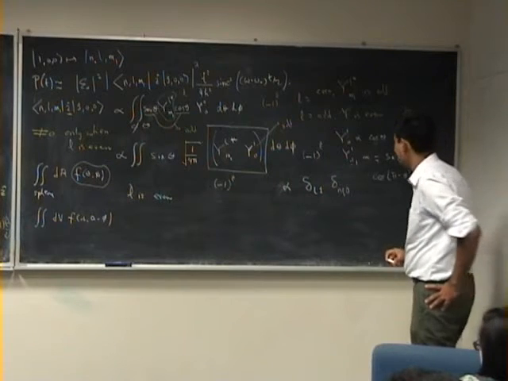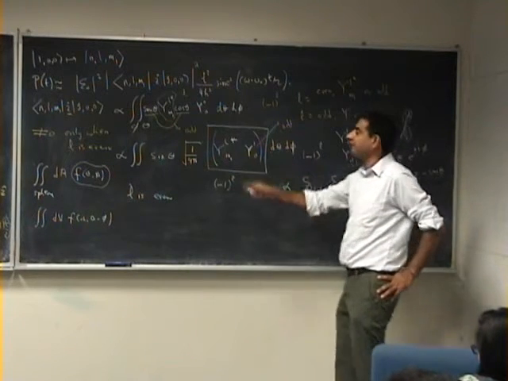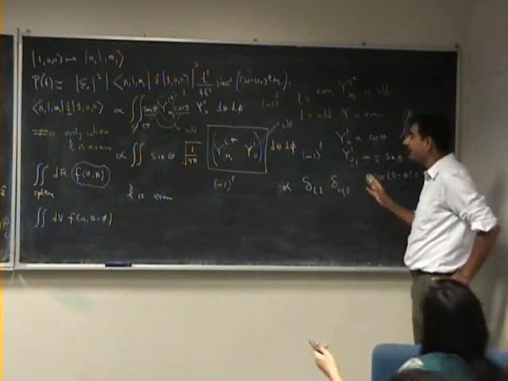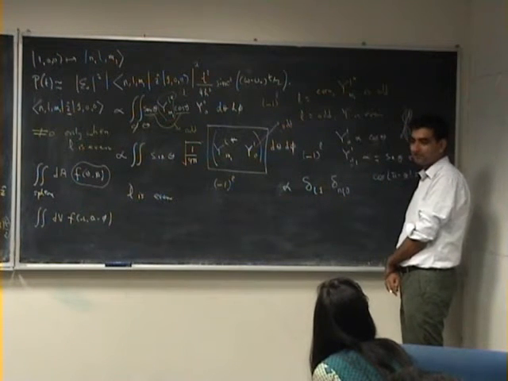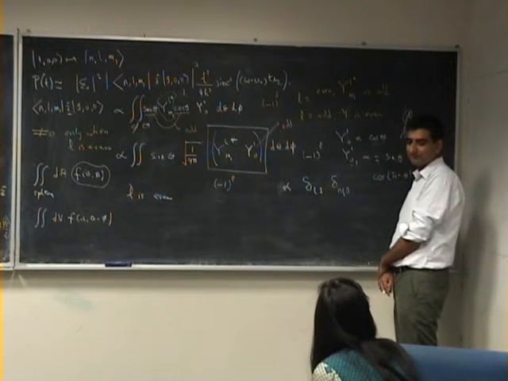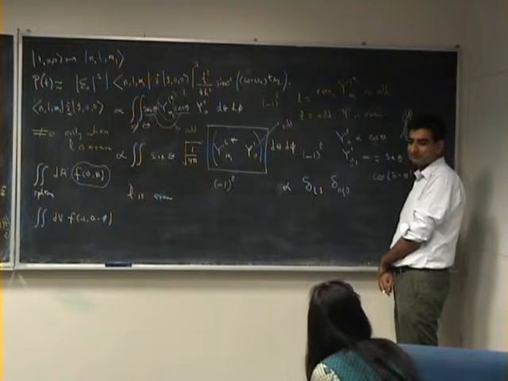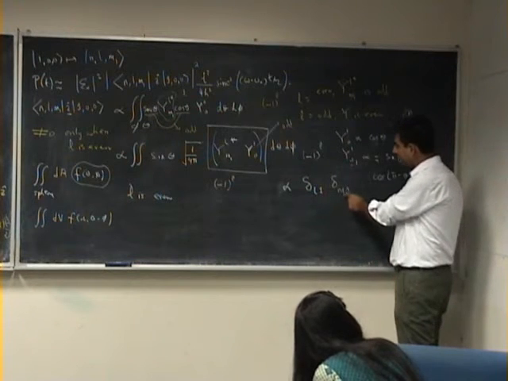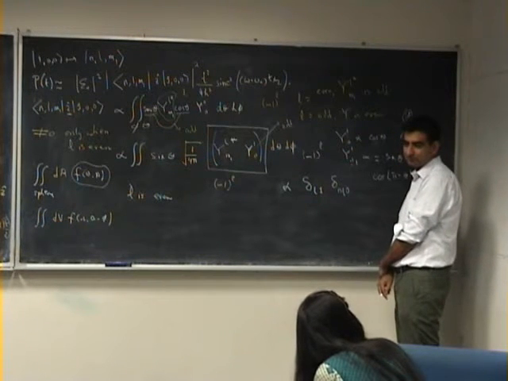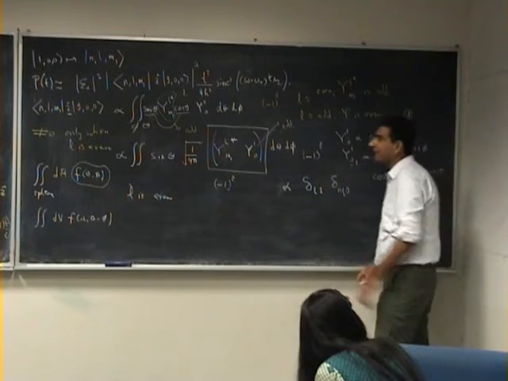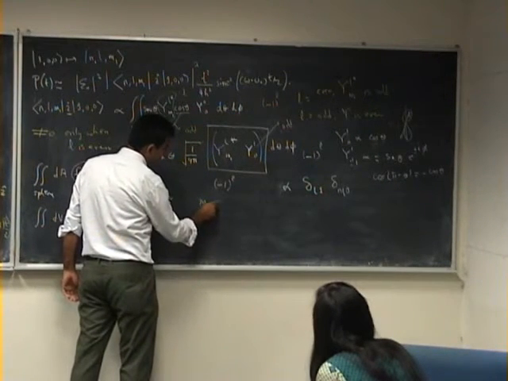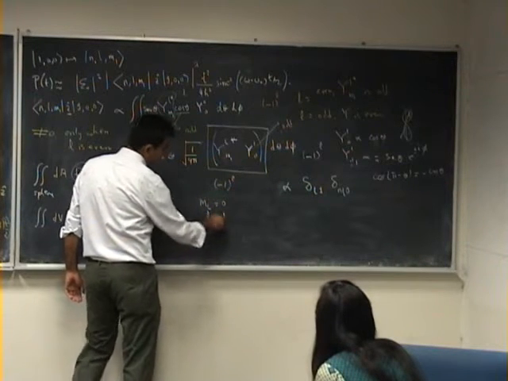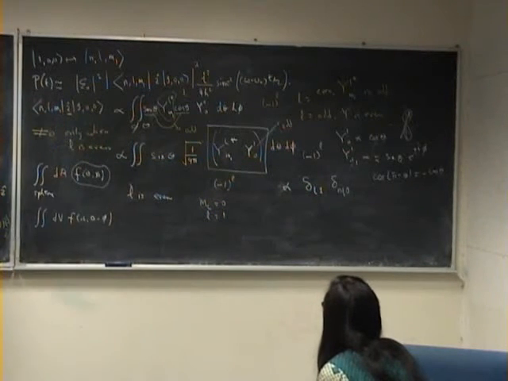Now, when is this integral 0? This integral will be 0 whenever ml is not equal to 0. For this integral to be non-zero, what do we need to have? We need to have ml equals 0 and l equals 1. Only under this condition will this integral be non-zero.